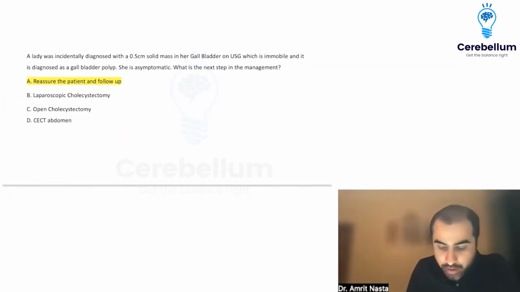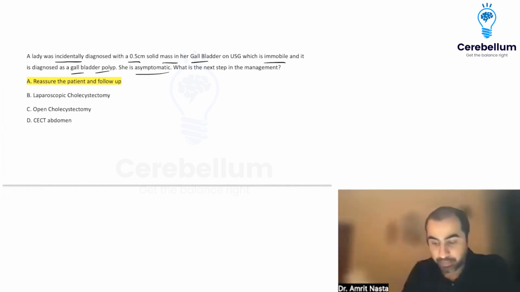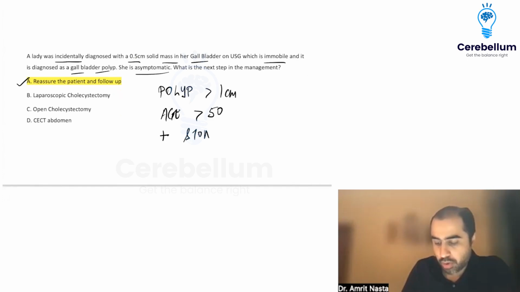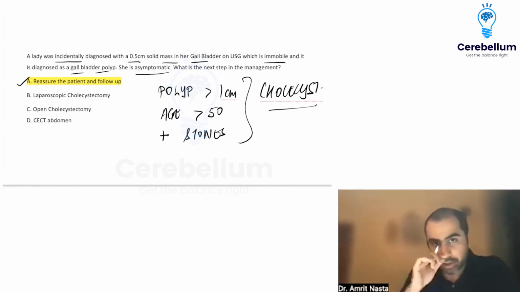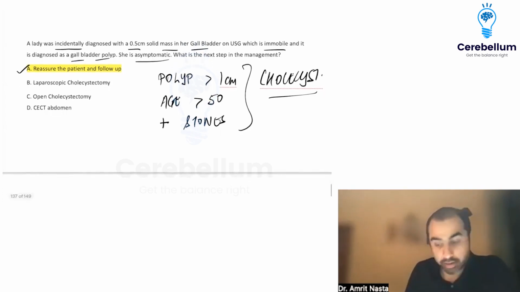This is a PYQ. A lady was incidentally diagnosed with a 0.5 centimeter mass in her gallbladder. It is immobile, diagnosed as a polyp. She is asymptomatic. What is the next step? She will be reassured. If the polyp is more than 1 centimeter, or the patient's age is more than 50 years, or there are also stones with the polyp, only then you will do cholecystectomy. Asymptomatic incidental polyps, nothing is to be done. It is not pre-malignant. These are pre-malignant: the ones that I have enlisted.